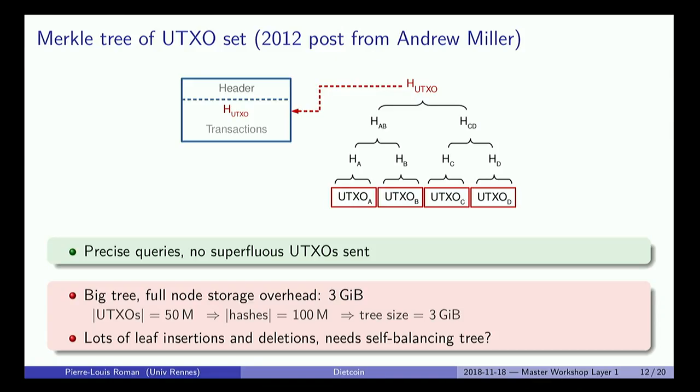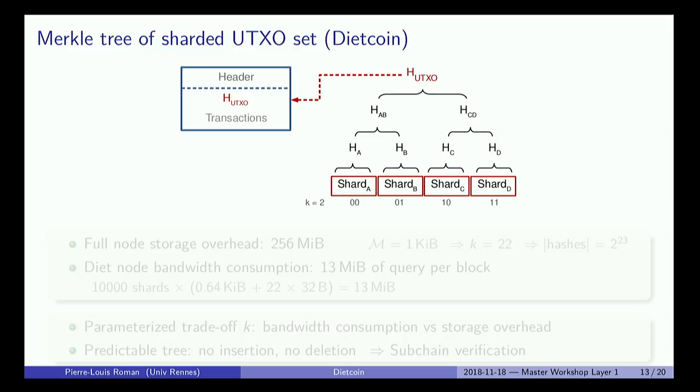And you have lots of leaf insertions and deletions, so you need to have either a self-balancing tree or something like a sparse Merkle tree, but I'm not quite sure how much it would differ from the full node storage overhead here. And so actually our proposal is just to put UTXOs together. Because the tree is so huge, if we put the UTXOs together in shards, we're going to reduce its size and overhead. That's how we shard it.